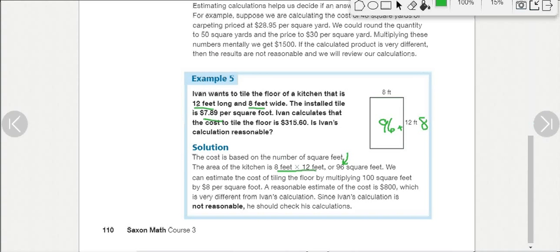And since 96 is so close to 100, and 100 is so much easier than 96, it might be appropriate to change that to just 100, which means $800. Might be a little off, might be a little high or low, but it's way different than his estimate. So no, we definitely can say, because of how different 800 is from $315.60, not a reasonable answer. If he was within even 100, I might give it to him. But he's way off.